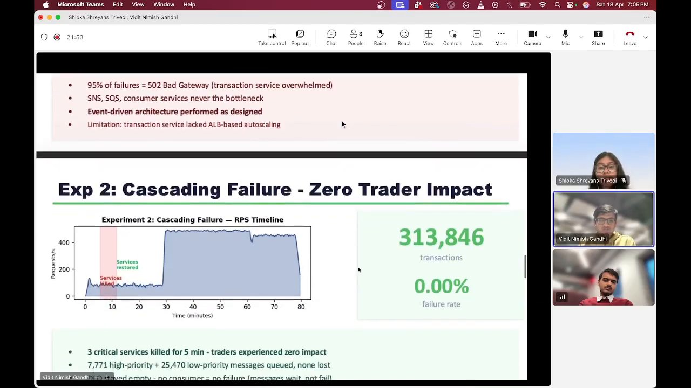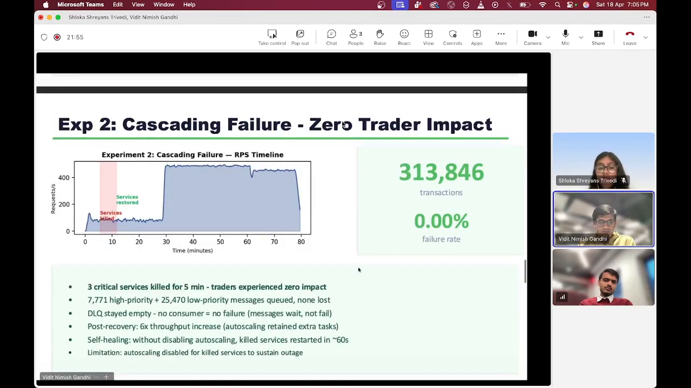Then the second experiment was the cascading failure, with zero trader impact. We ran 200 concurrent users and killed all three high priority services, that is fraud, risk, and compliance together, using the chaos dashboard, which disables the auto scaling also and sets the desired count to zero. The result was that all the high priority queues had 3,13,846 transactions with exactly zero failures. So the traders experienced absolutely no impact when the three critical services were dead for 5 minutes.